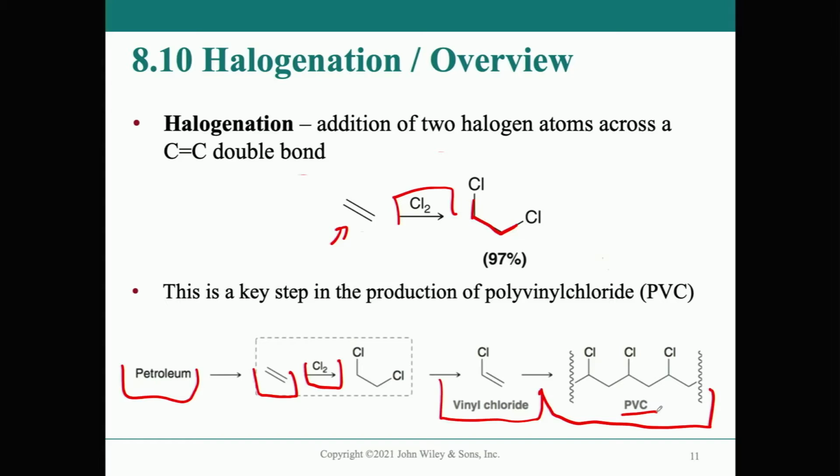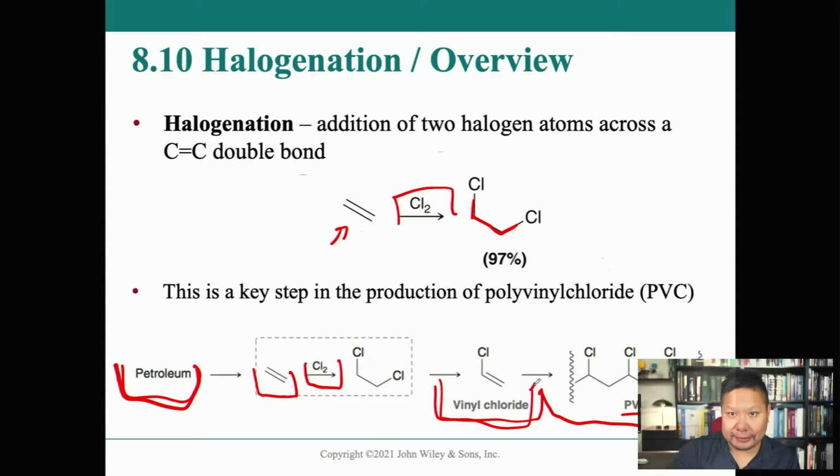PVC pipe for plumbing. Okay, so all these reactions are very applicable to industry, especially the oil industry. Well, I say the oil industry because this is from petroleum, but then we go to plumbing because we're making polyvinyl chloride pipes, PVC pipes. Let me bring myself back. There we go.